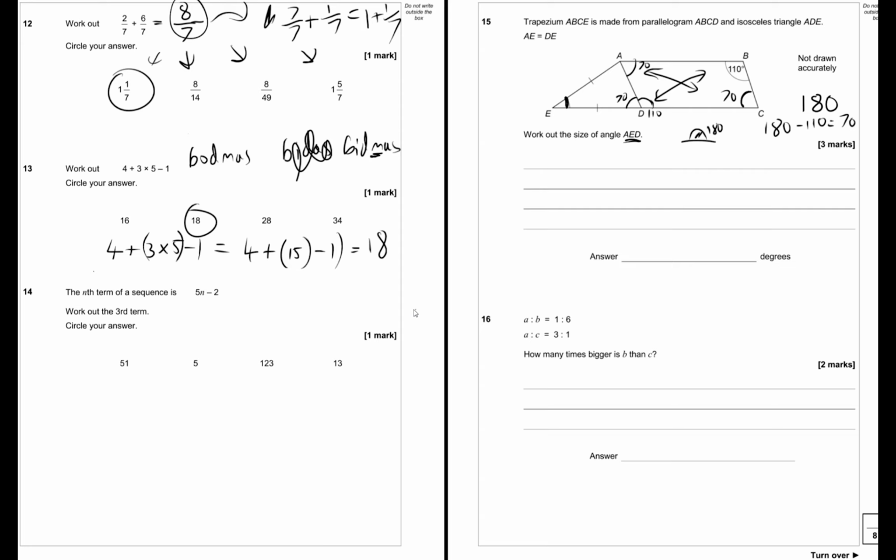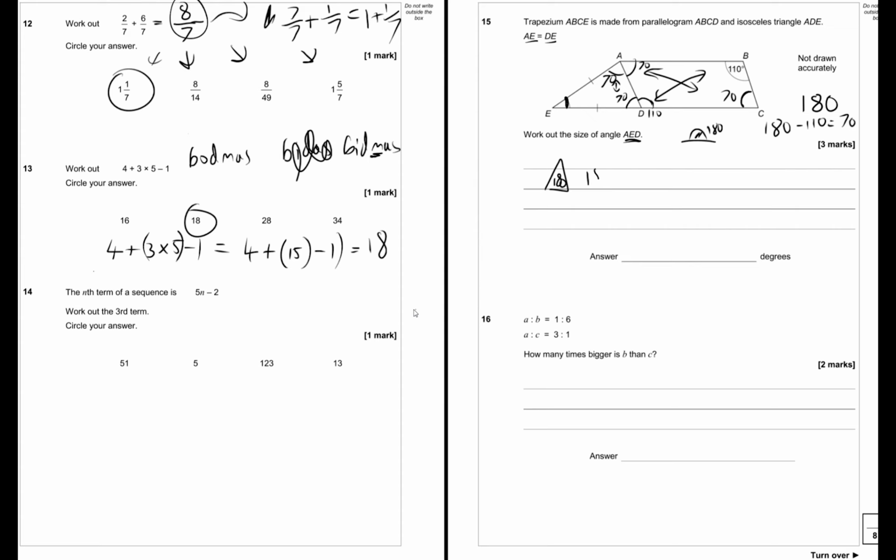Okay, and we also know that AE is equal to DE, which means that these two angles here are going to be the same. So that's going to be 70. And now, lastly, we need to know that angles in a triangle add up to what? So angles in a triangle add up to 180.